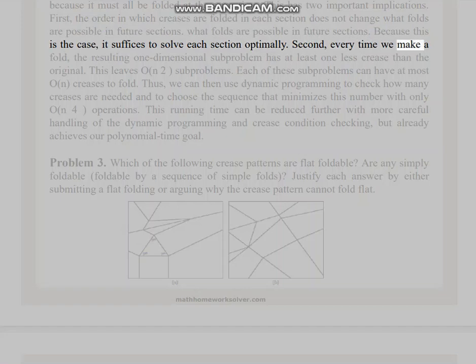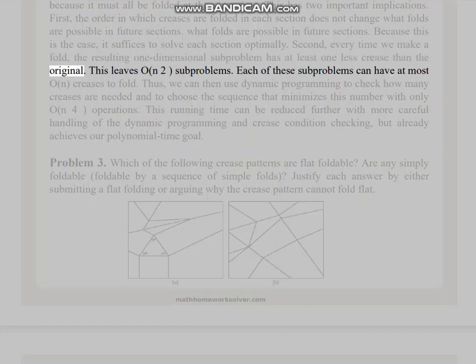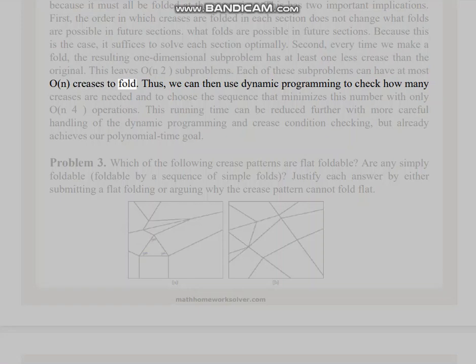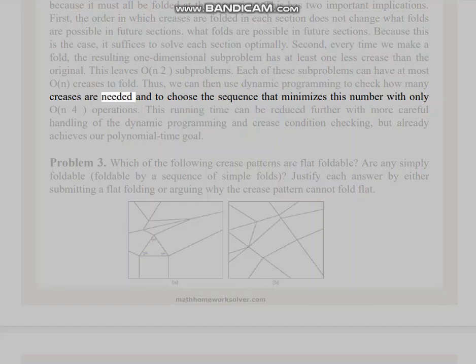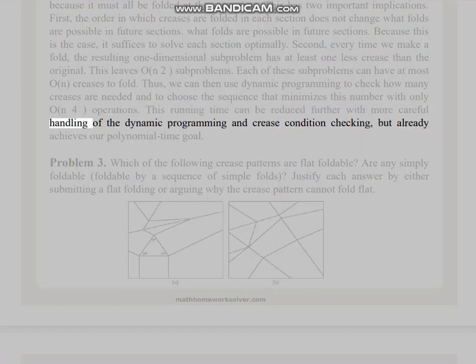Second, every time we make a fold, the resulting one-dimensional subproblem has at least one less crease than the original. This leaves O(n^2) subproblems. Each of these subproblems can have at most O(n) creases to fold. Thus, we can use dynamic programming to check how many creases are needed and to choose the sequence that minimizes this number with only O(n^4) operations. This running time can be reduced further with more careful handling of the dynamic programming and crease condition checking, but already achieves our polynomial time goal.